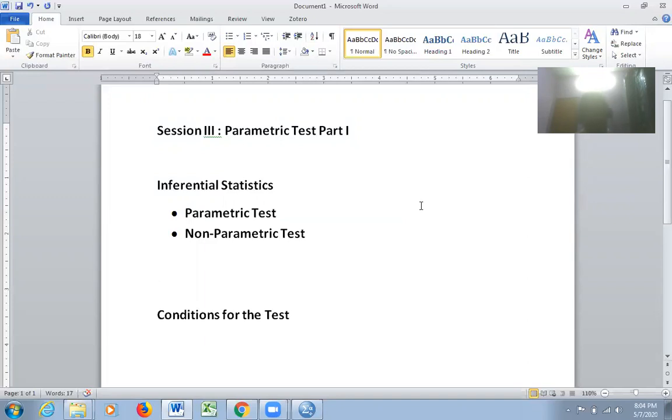The descriptive statistics just describe the state of affairs. It describes what is available, what is the data we have collected, what is summarized data we have collected, how we can summarize the whole picture of the data in terms of mean, median, mode, range, all those things. But there is yet another kind of statistics called inferential statistics.